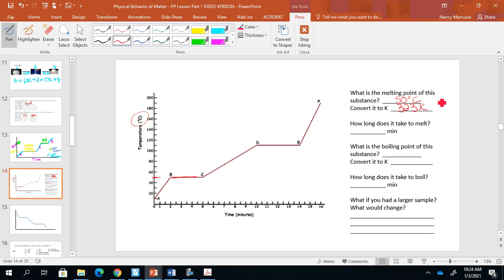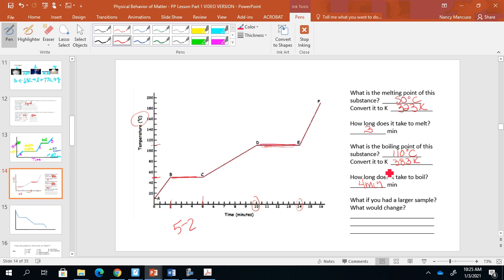All right, how long does it take to melt? All right, it starts melting at 2 minutes and it's done at 5 minutes. 5 minus 2, it took 3 minutes to melt. What is the boiling point of this substance? All right, boiling is up here. So if I go across, it's right there. So it's 110 degrees Celsius. Converted to K, so I add 273, so that would be 383 K. How long does it take to boil? Okay, it starts boiling at 10 and it's done at 14. 14 minus 10, it takes 4 minutes.